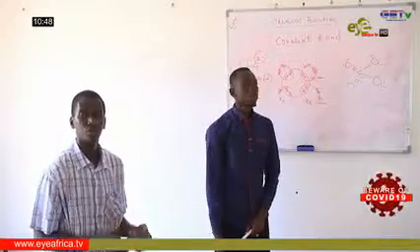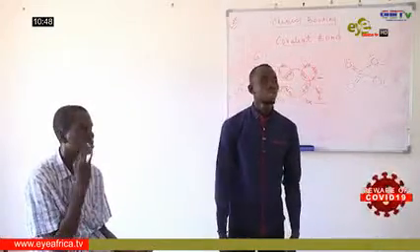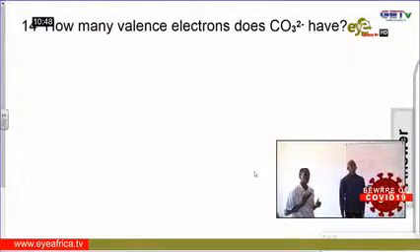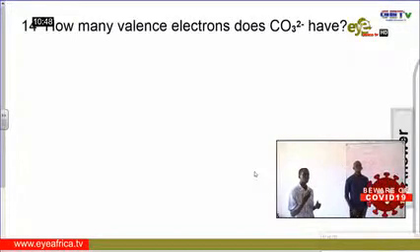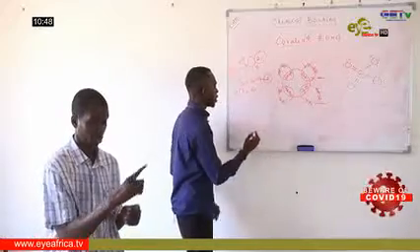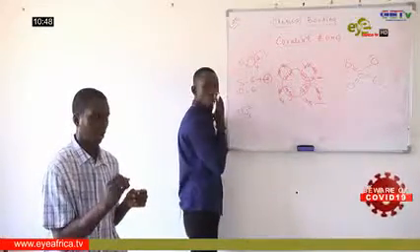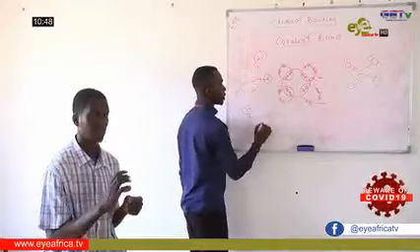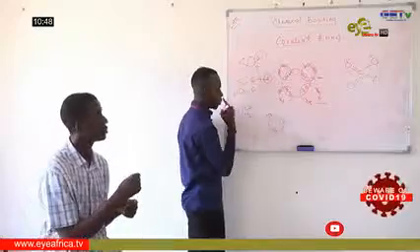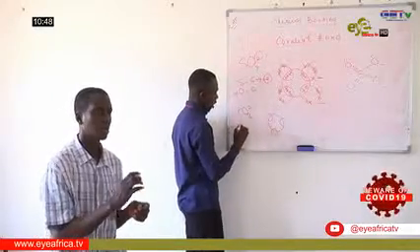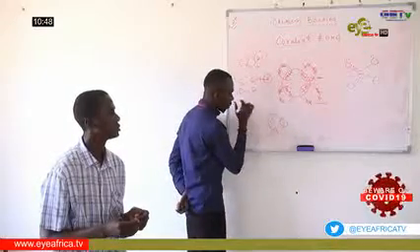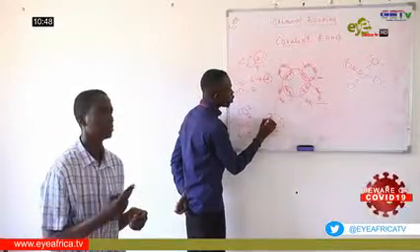Now we have some questions to answer. The first question reads, how many valence electrons does CO3 2 minus have? Now here, you have to draw the structure. That is, you have CO3 2 minus, and carbon will be the center here. You have 3 atoms of oxygen. 1 will come to this side, 1 to this side, and another 1 to this place. Carbon is having a valency of 4, and oxygen is having a valency of 6. So this carbon now will put 1, 2 here, and oxygen also will bring 1, 2.